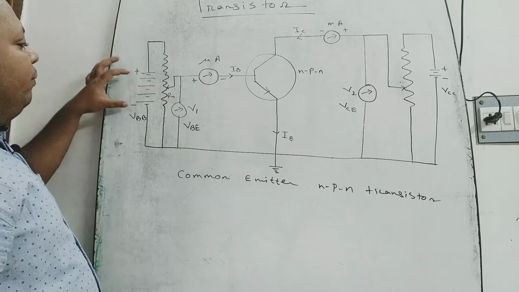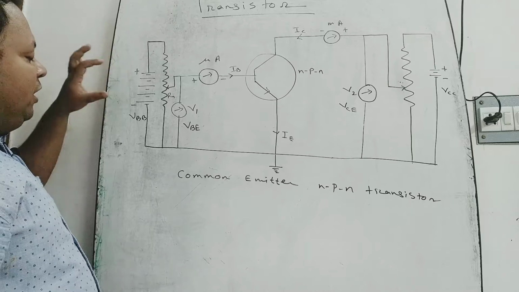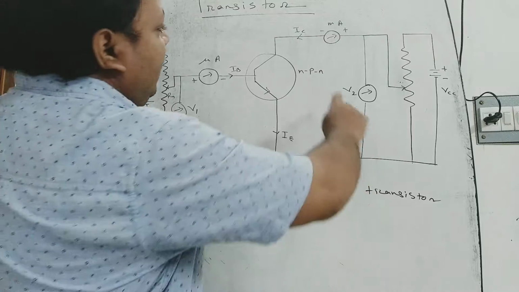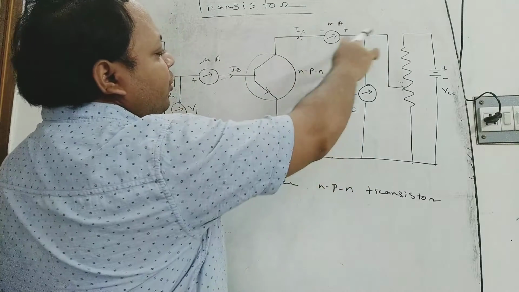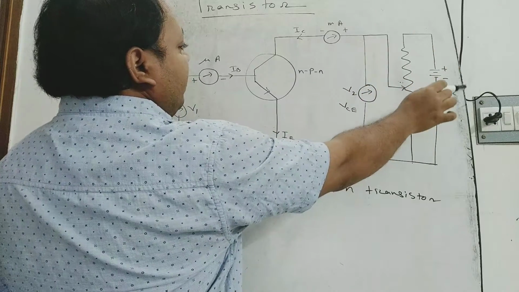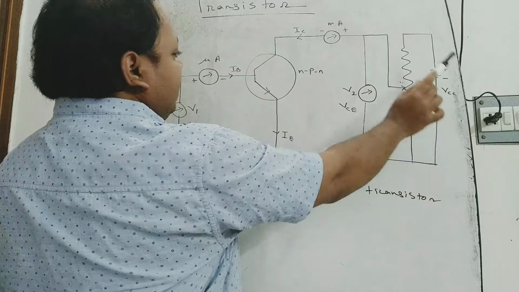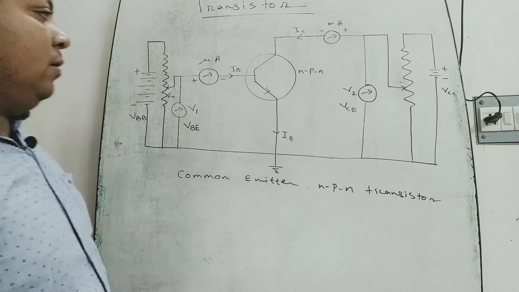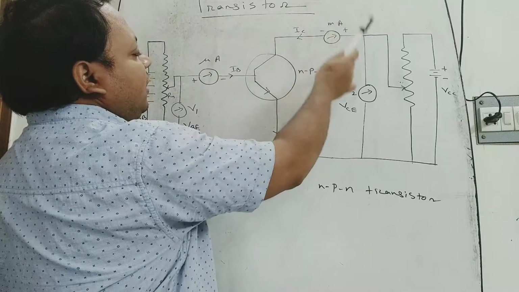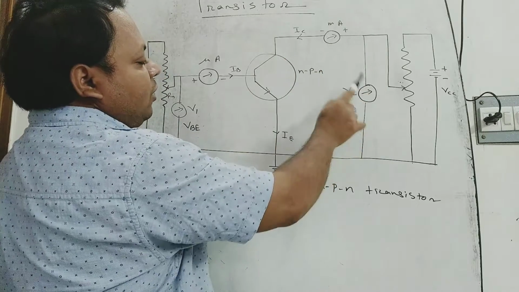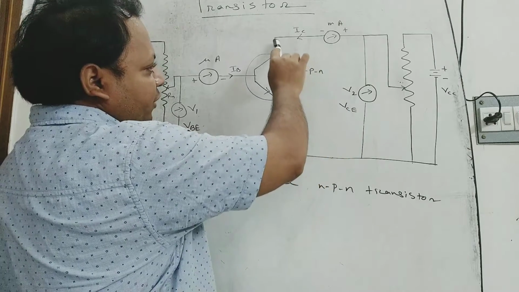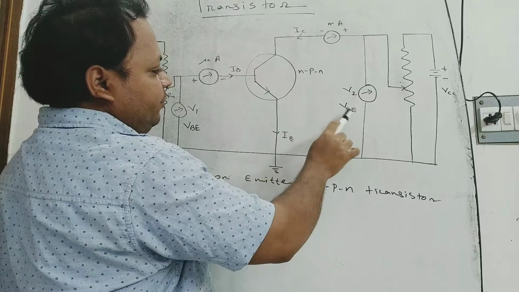VBB is the EMF of the cell connected with the base, and this is the collector, which is connected with another cell. VCC is the EMF of that cell, but here the value of VCC is less than VBB. This milliammeter measures the collector current, and this voltmeter V2 measures the potential difference between the collector and the emitter, that is VCE.